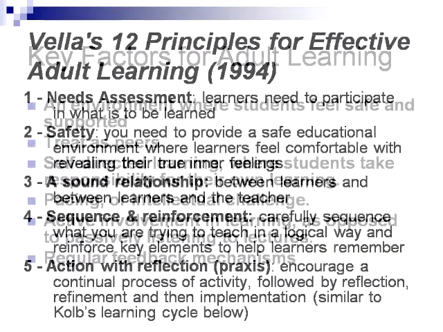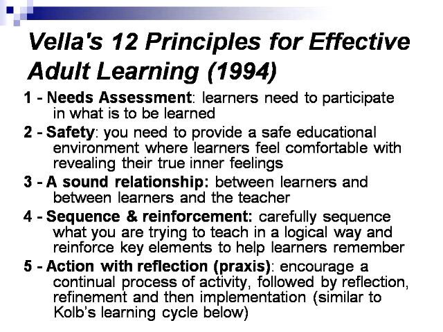Thank you. Can you outline Vela's 12 principles for effective adult learning? Number 1, needs assessment. Learners need to participate in what is to be learnt. 2, safety. You need to provide a safe educational environment where learners feel comfortable with revealing their true inner feelings. 3, a sound relationship between learners and other learners and between learners and the teacher.